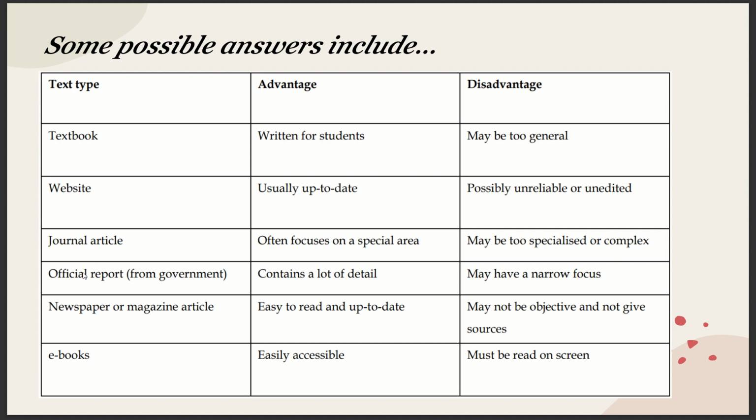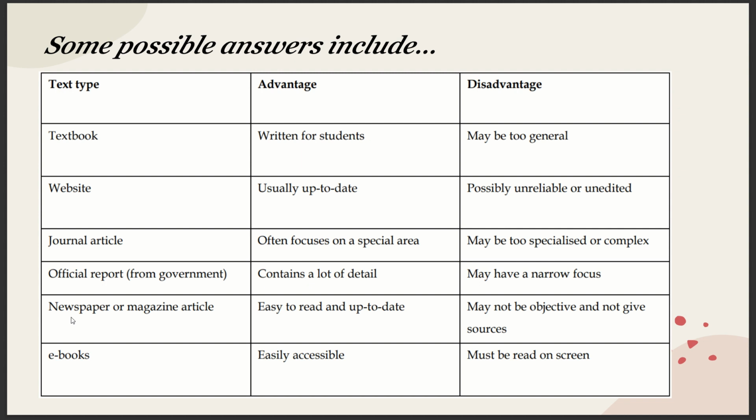Another text type we have is the official report from government or other international institutions as well. The advantage for this is that it contains a lot of detail. When you have an official report, they do give out very detailed answers. So this is good. The problem, however, is that it again has a narrow focus. It is too specialized in a way.